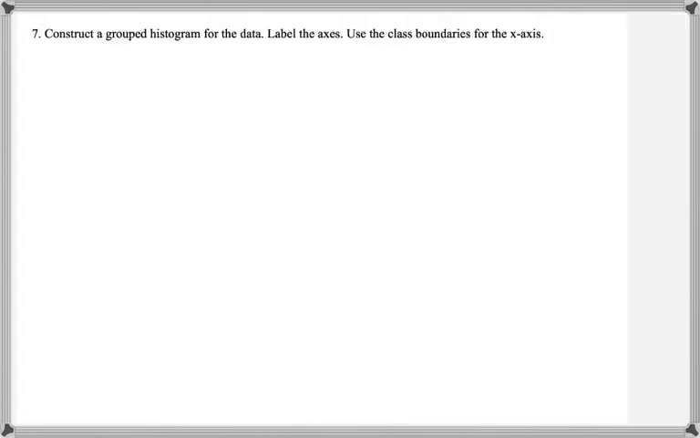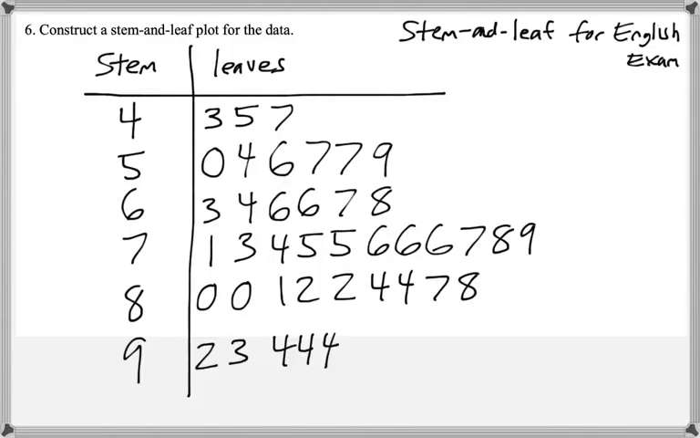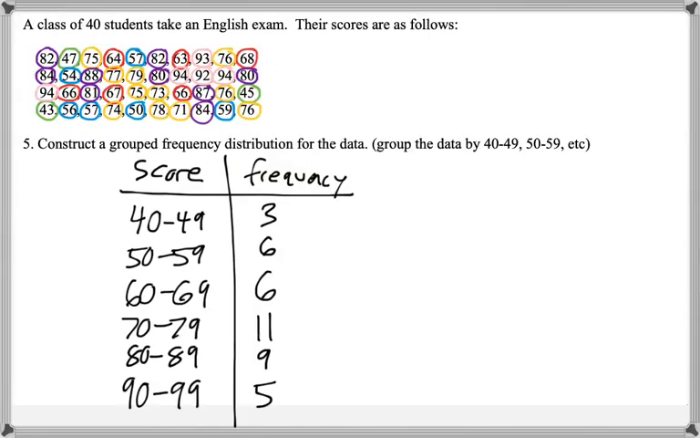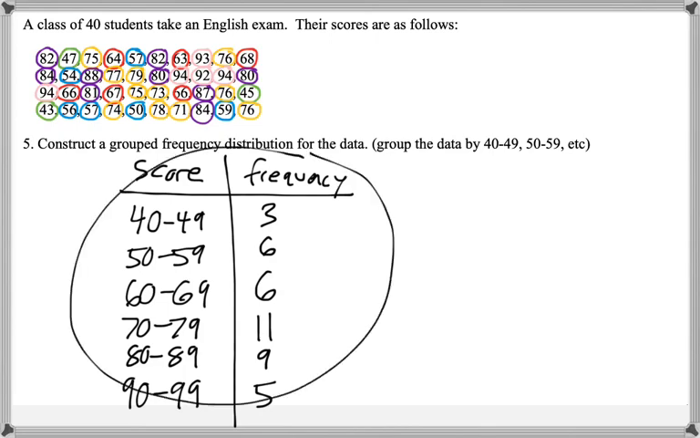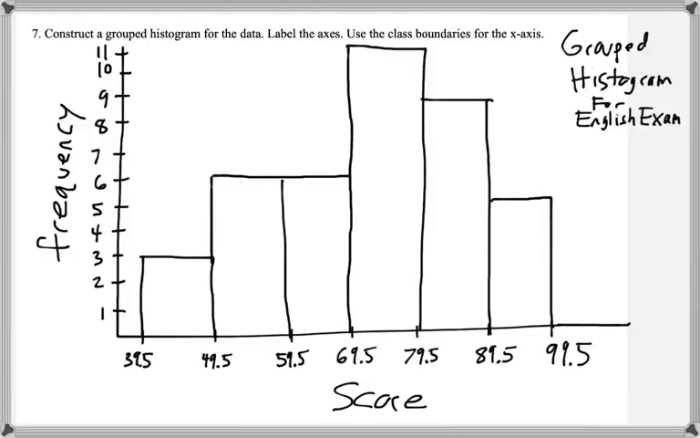Number 7 says, construct a grouped histogram for the data. Label the axes and use the class boundaries for the x-axis. So we already constructed a stem and leaf plot and a grouped frequency distribution for this data. So we are referring to the grouped frequency distribution when we are creating this histogram. So this is what our grouped histogram will look like.